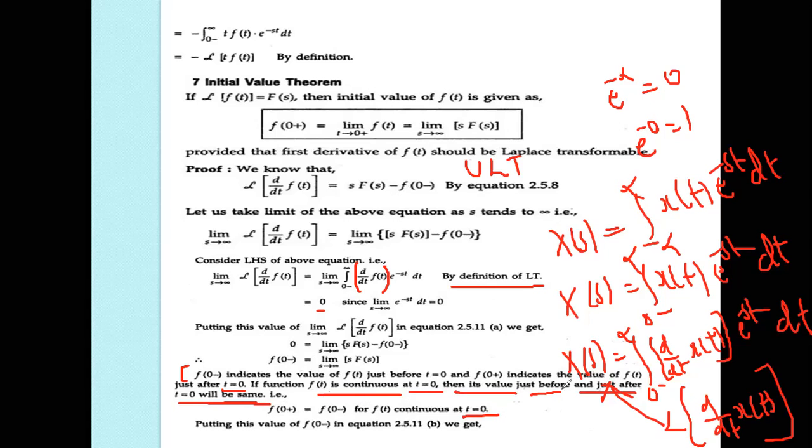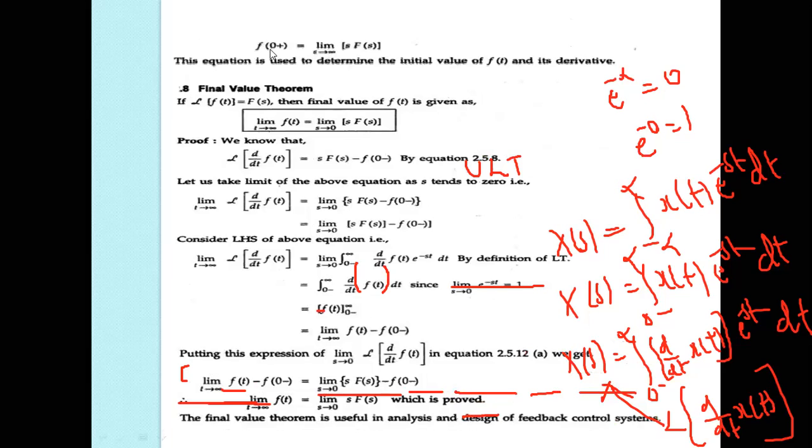Now replace f of 0 minus as f of 0 plus, which is equal to limit s tends to infinite s into f of s. This equation is used to determine the initial value of f of t and its derivative. Got it, my students? It's very important.